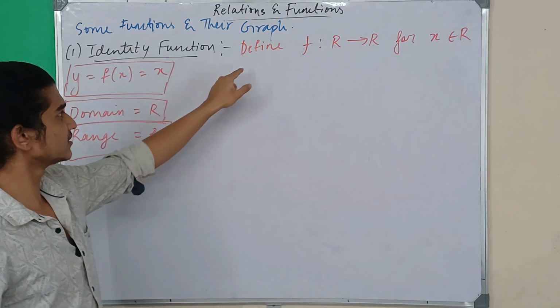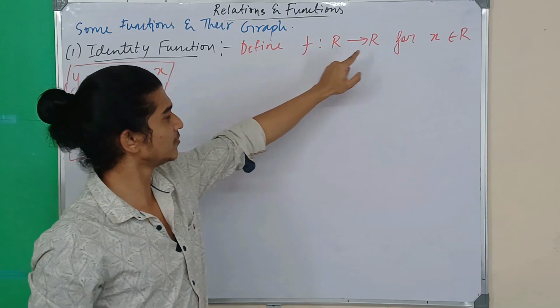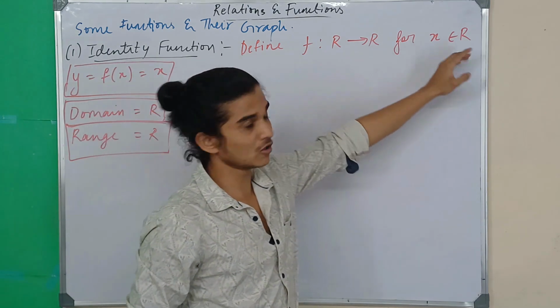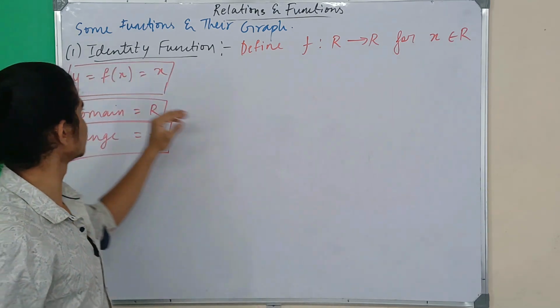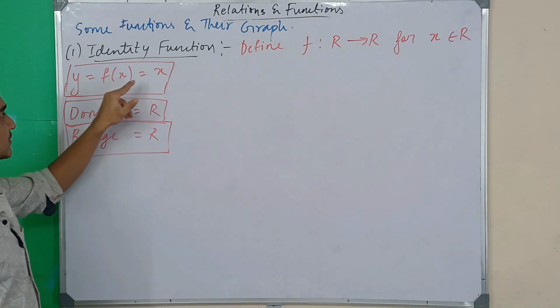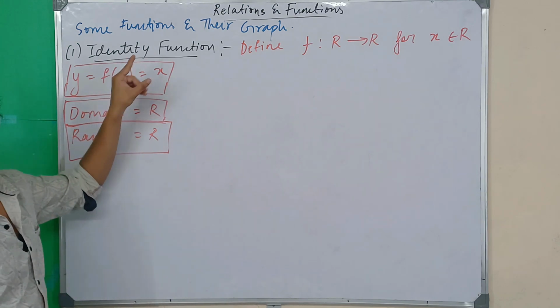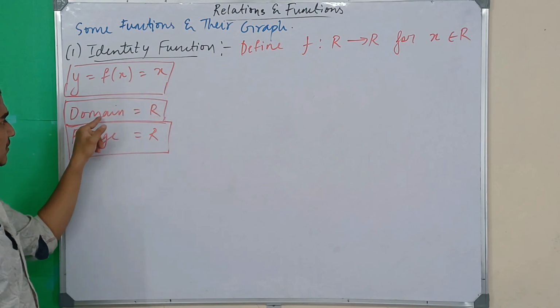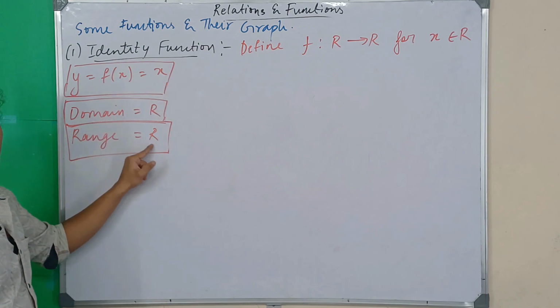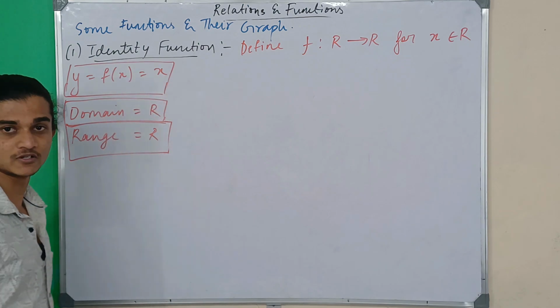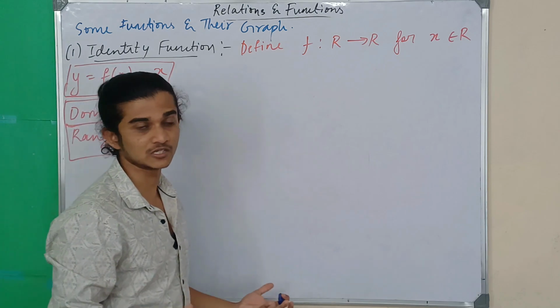So the identity function is a function defined from real numbers to real numbers, for x belongs to R. So x belongs to real numbers, y equal to f of x equal to x. So this is our function, and this function is called the identity function. Now the domain of this function is R, whereas the range is also R, where R stands for real numbers, which is all possible numbers.